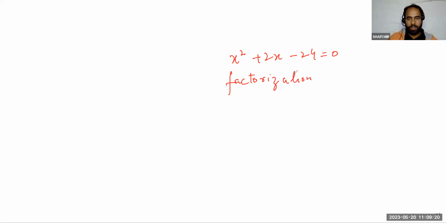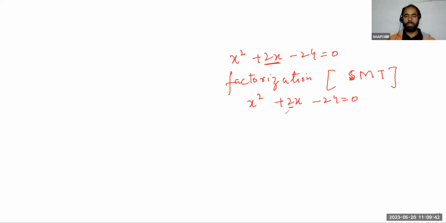Factorization. And there is a very, very popular method you must have heard, splitting middle term, SMT, splitting middle term method. Got it? So let us see what is the splitting middle term method. We have to split this 2x. Here b is 2. We have to split it into two numbers such that their sum is 2, but their product must be a into c. Here a is 1, c is minus 24.